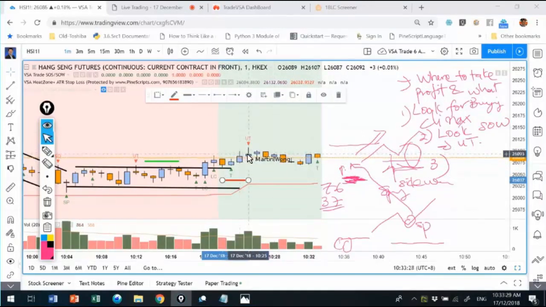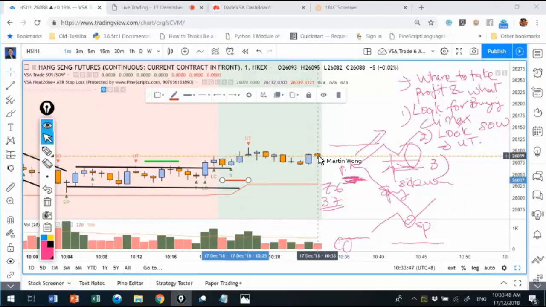Now you notice the old upthrust here is 26107, which is this bar here, and this one is 26093. So we just have to wait. We just have to keep with the trend.